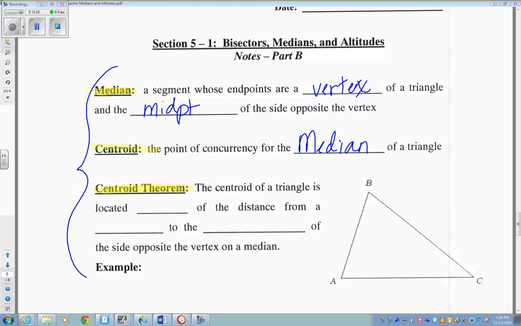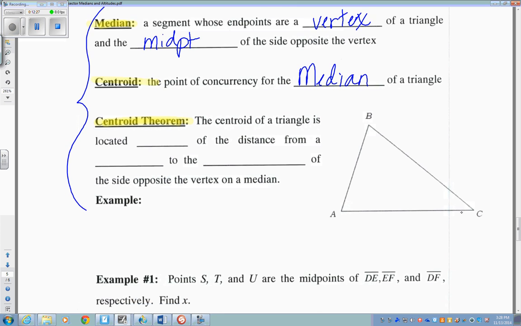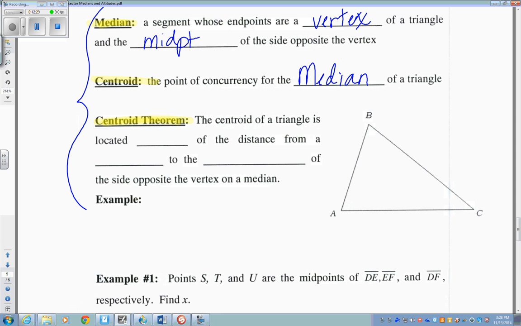What I want you to do so we can get this constructed correctly is trace your triangle BAC here, trace it on patty paper, and then we're just going to find midpoints. We're just going to find the midpoint of each side.